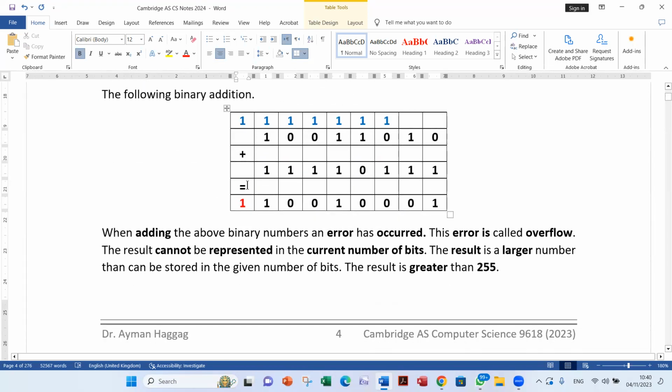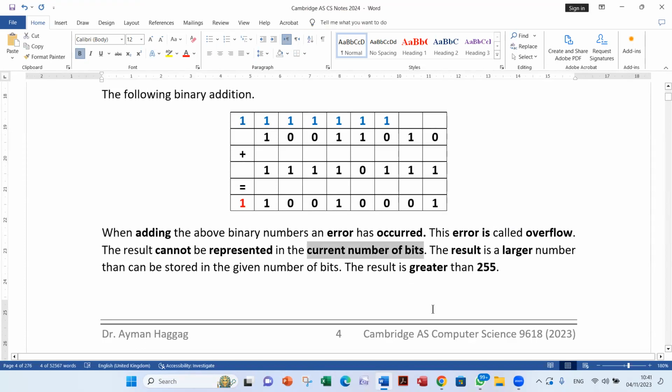Sometimes the system is not providing you with an extra bit. We call this overflow error. And most of you have noticed that. When we add the above binary numbers, an error has occurred. This error is called overflow. The result cannot be represented in the current number of bits, currently 8. The result is a larger number that cannot be stored in the given number of bits. The result is something greater than 255.